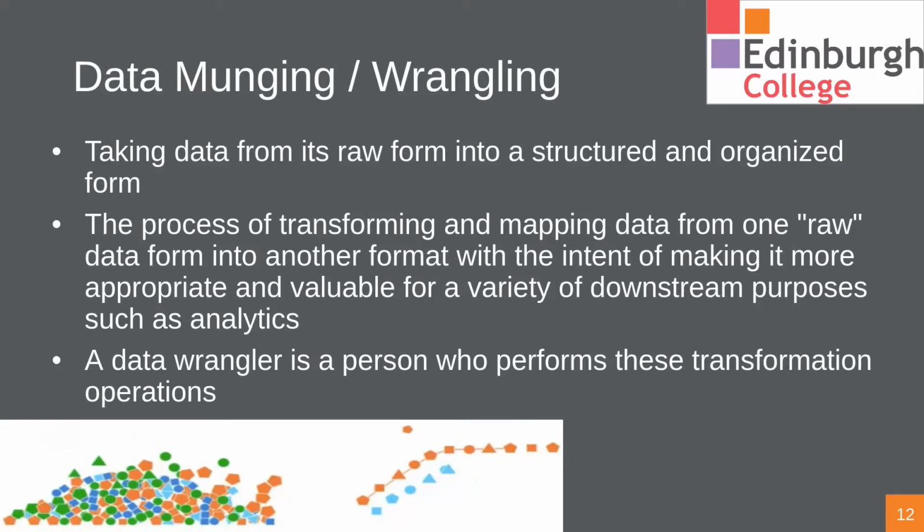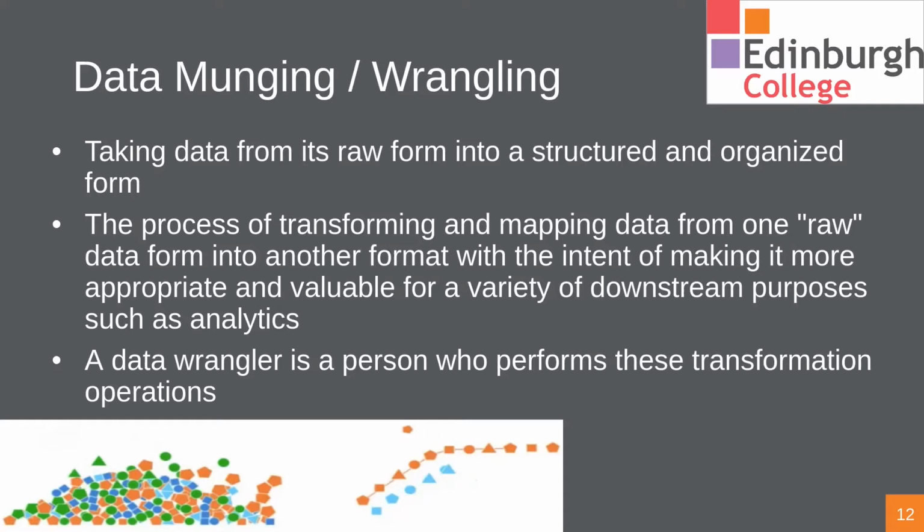So let's say some data comes in a raw format, and it's not perfect to use. Let's say it's all in Word documents. We might want to get that into the format that we want to work with, into a JSON document or into a CSV file that we can then perform some analysis on. Data munging or data wrangling is the name for that.